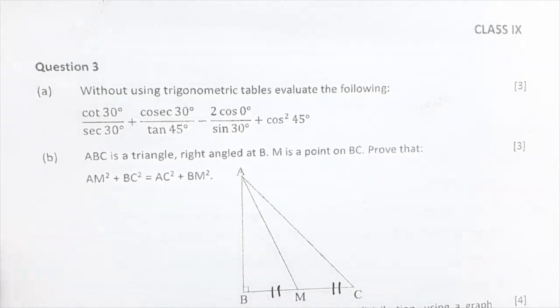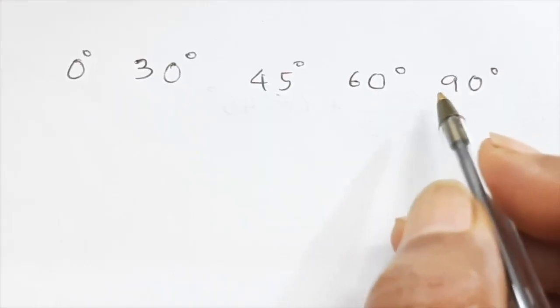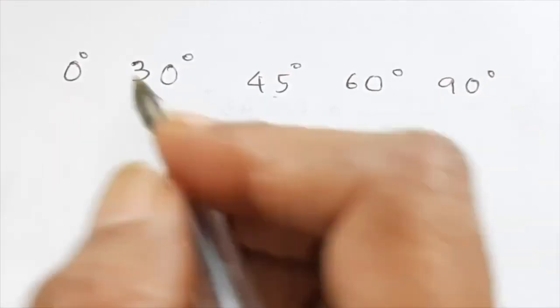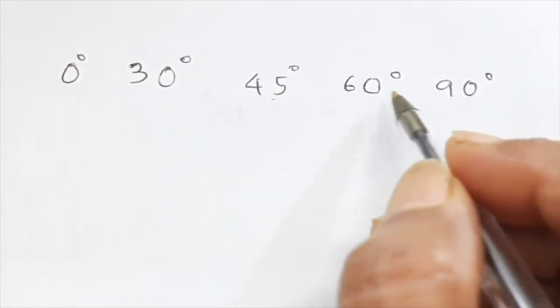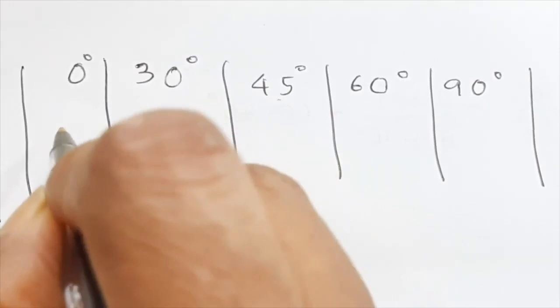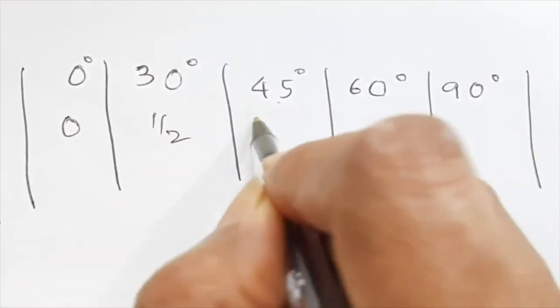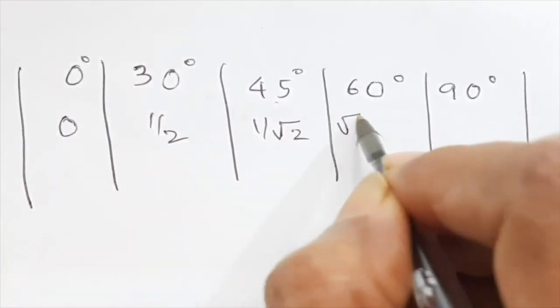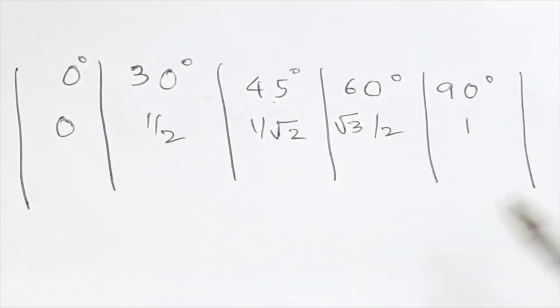Okay, question 3a, let's write it down. For our standard angles, we will write the standard angle 0, 30, 45, 60, 90. This is what you have to do in rough. This will be 0, half, 1 upon root 2, root 3 by 2 and 1.